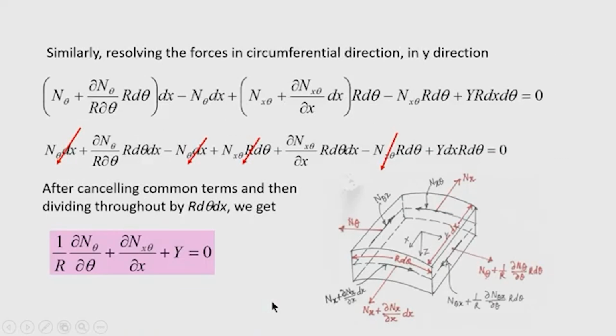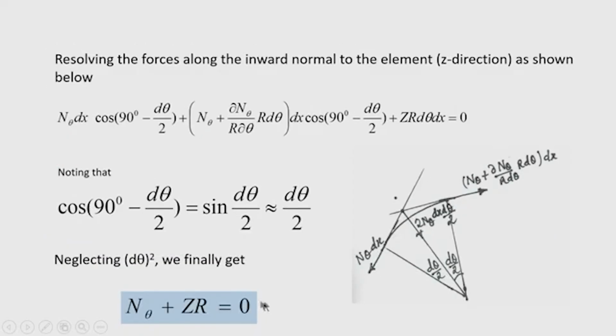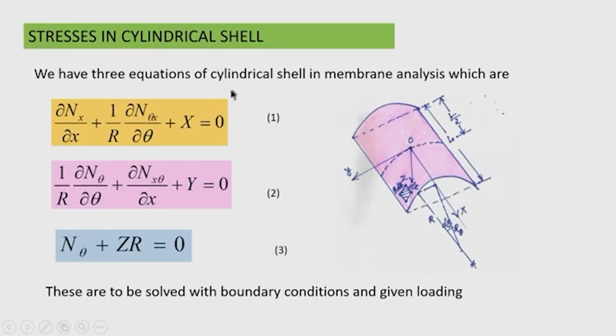Now, we have got 3 equations of equilibrium in the membrane theory for this cylindrical shell. The 3 equations of equilibrium are these: del n x by del x plus 1 by r del n theta x by del theta plus x equal to 0. That is the first equation. The second equation is 1 by r del n theta by del theta plus del n x theta by del x plus y equal to 0. The third equation is n theta plus z r equal to 0.